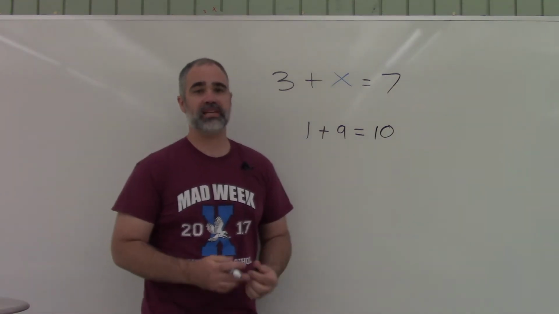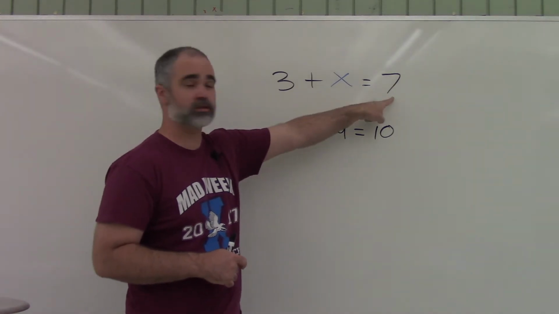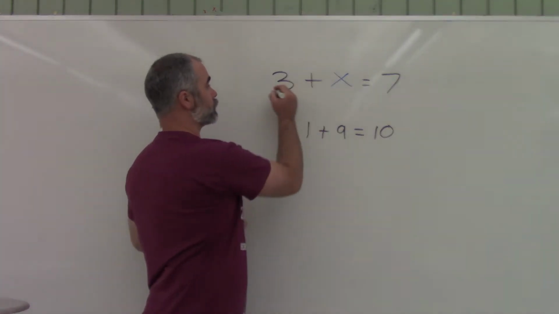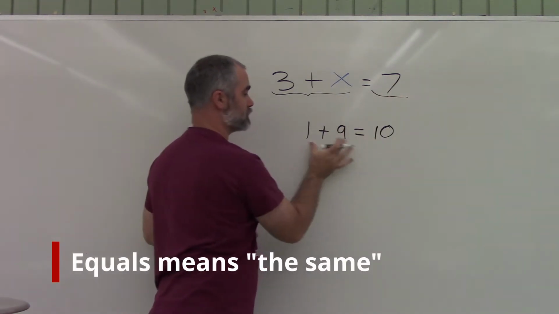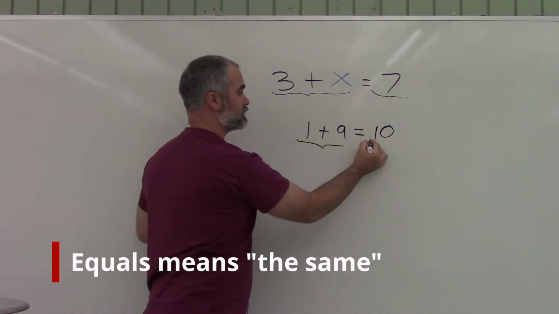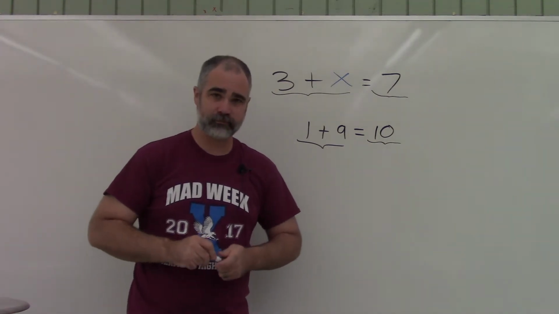What the equal sign means is the same. It means that these two things are the same. Whatever is over here is exactly the same as what's over here. And you can see that here. 1 plus 9, you know that, is the same as 10. So an equal sign is the same.